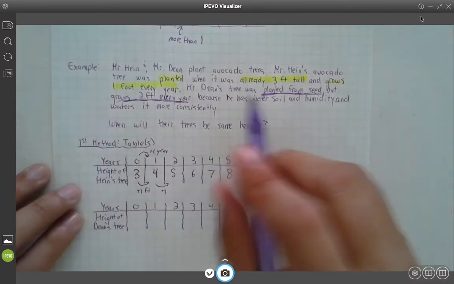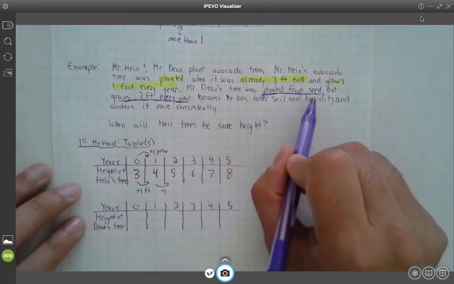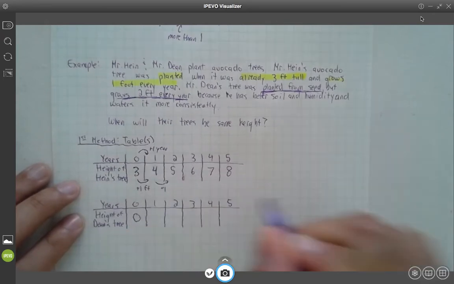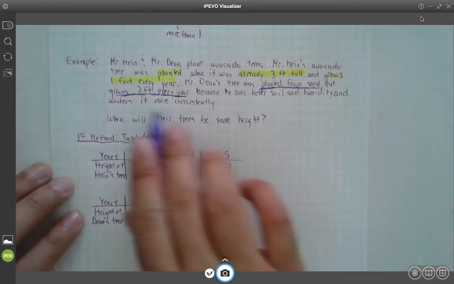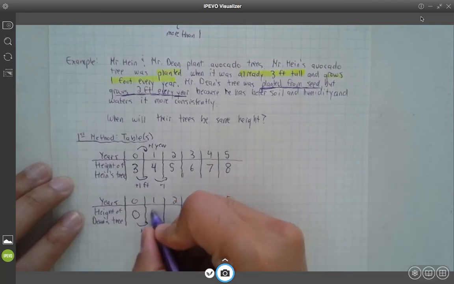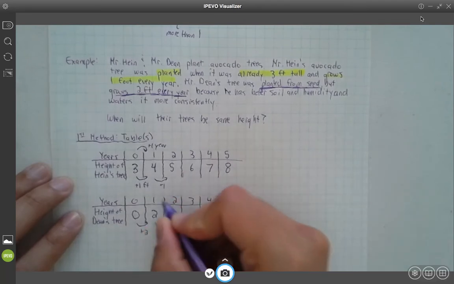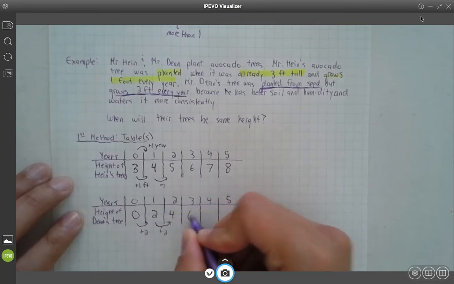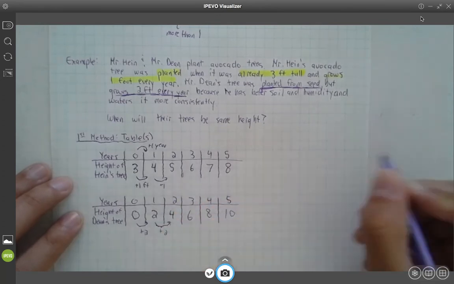Now, Dean's tree, on the other hand, was planted from seed. So if you're planted from seed, is there a height? No. And so we're going to give that a height of 0. But it grows 2 feet every year. So every 1 year, it's growing 2 feet. That'd be at 2. Every 1 year, from 1 to 2, it's going to grow another 2 feet. It'd be at 4. Continue on to 6, 8, and 10.